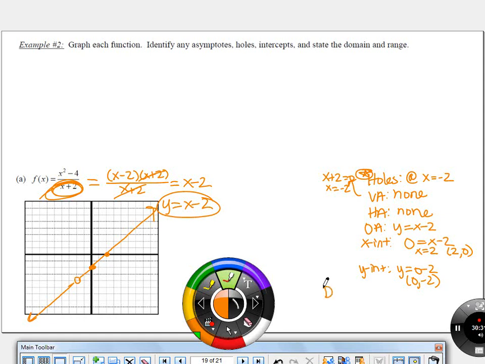So the domain is that x cannot equal -2, that one place where the hole is. And the range, notice it's a line, so it's all real numbers, except for it is missing this y value right here of -4, where it would be at -2. So y cannot equal -4.